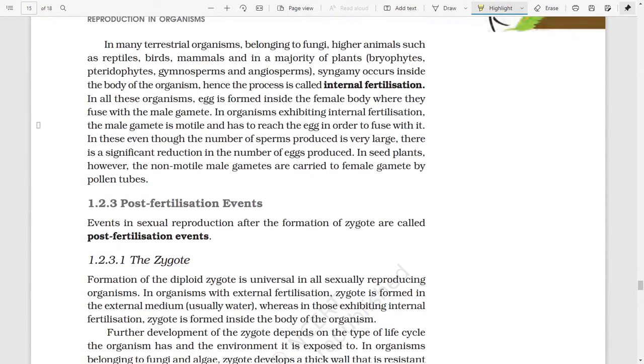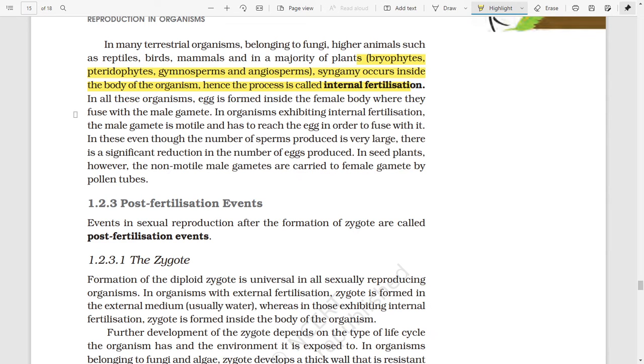In many terrestrial organisms belonging to fungi, higher animals such as reptiles, birds, mammals, and in a majority of plants, bryophytes, pteridophytes, gymnosperms, and angiosperms, syngamy occurs inside the body of the female. Hence, it is known as internal fertilization. In all these organisms, the egg is formed inside the female body where it fuses with the male gamete.